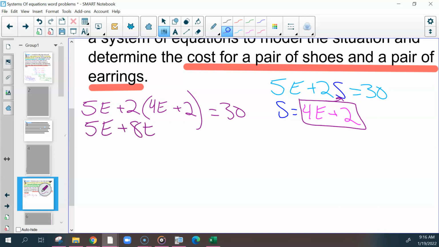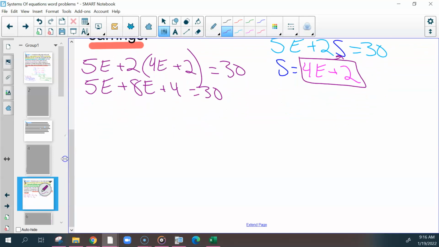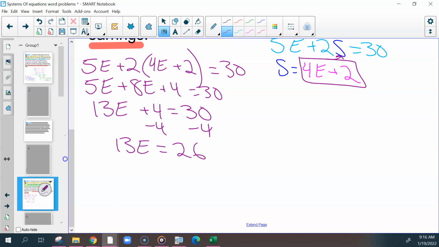5e plus 8e plus 4 equals 30. And then you do 5e plus 8e to get 13. Times 4. Divide the 2 by 13. Get e is 2. And our units here would be dollars, because we're looking for costs. So $2, we can write out dollars.